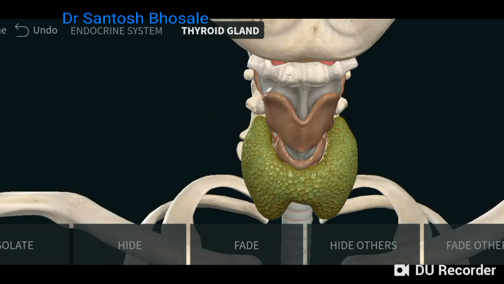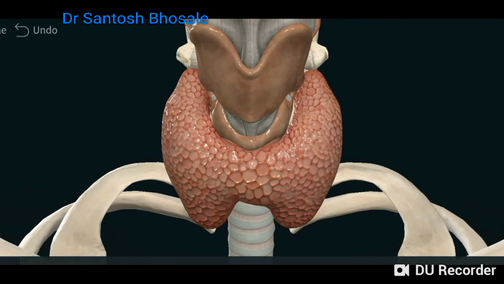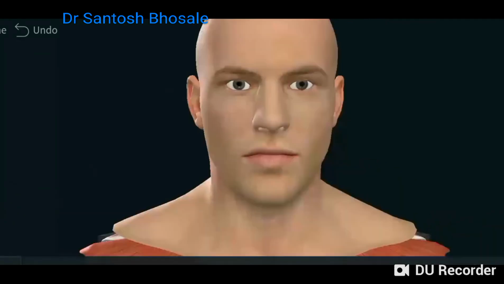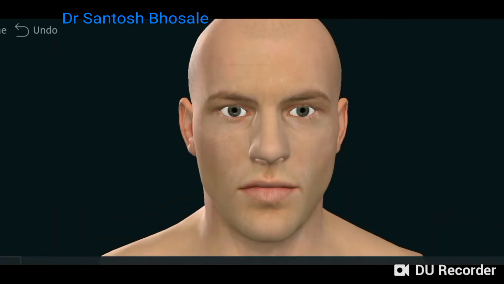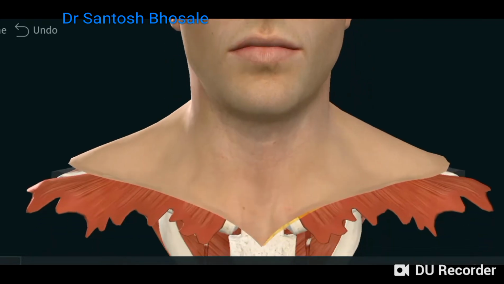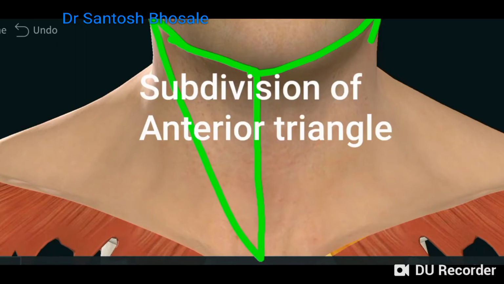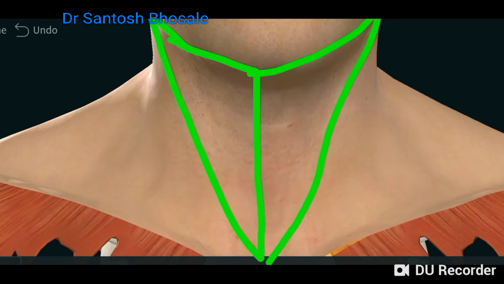And coming to the relations of all these presenting parts, that is very important now. As I already told you, the location being the anterior median structure, the thyroid gland lies beneath the floor of the muscular triangle, both right and left muscular triangle. It is a median structure. You can see here the subdivisions of the anterior triangle that we already discussed in the previous video. Please go and watch that video for the subdivision of the anterior triangle.